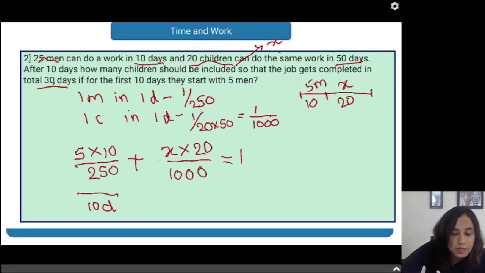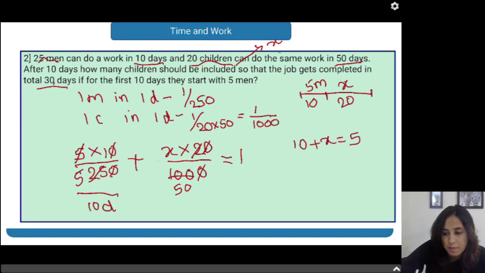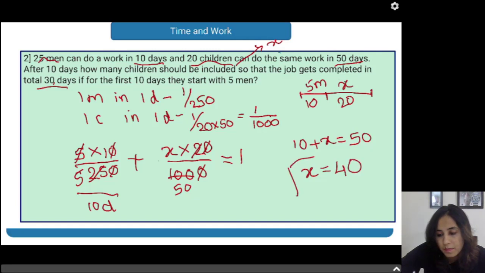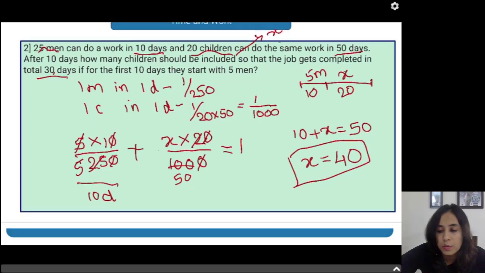So let us solve this. I have 0, 0 getting cancelled. So the value of my X comes out as 40. So the correct answer is that you should have 40 children to do this particular work so that the total job gets completed in 30 days. So guys, let us go to the next problem.